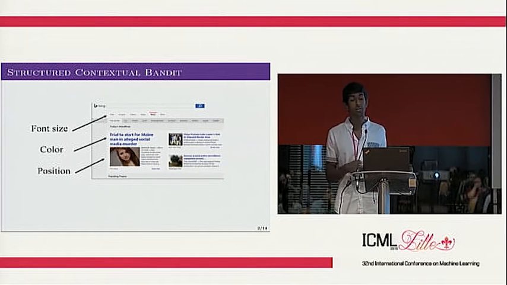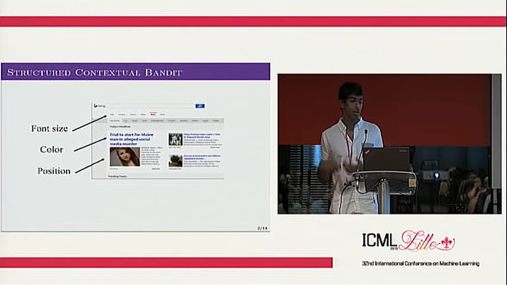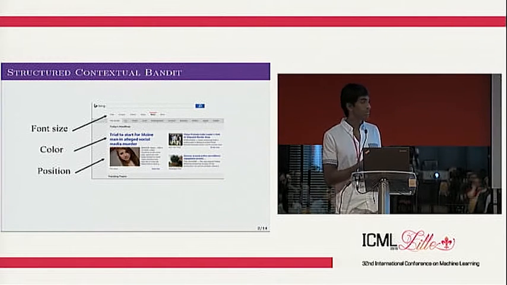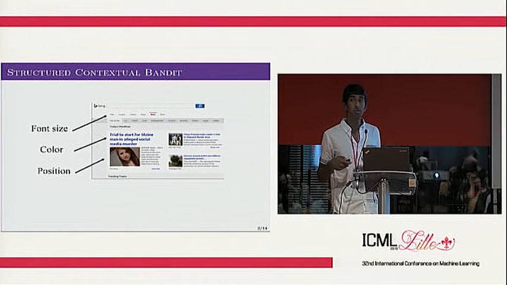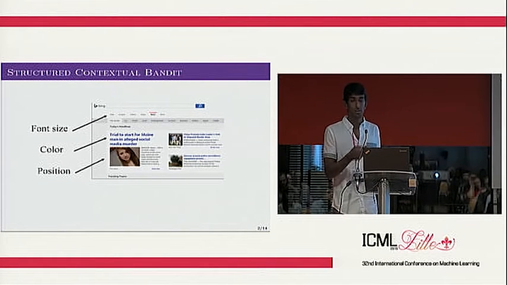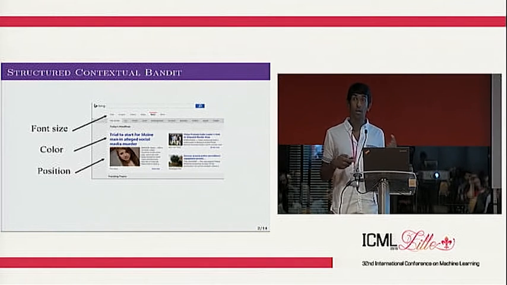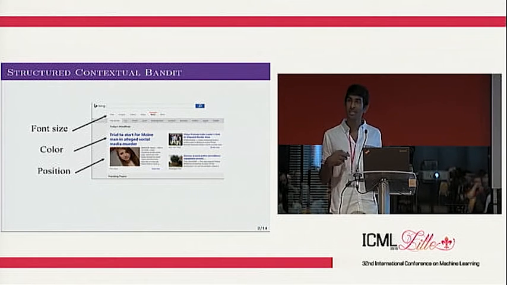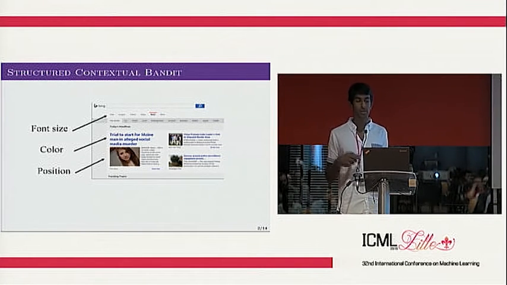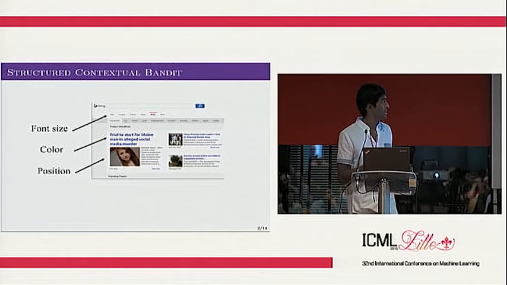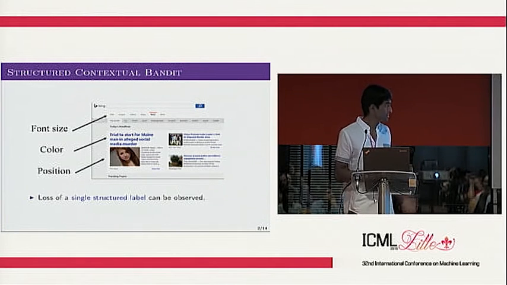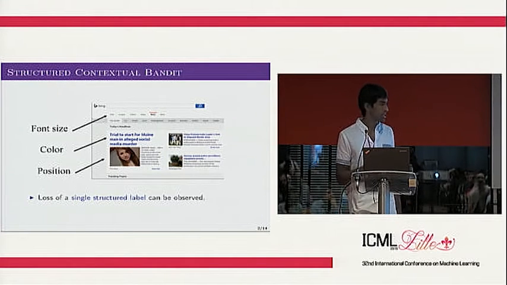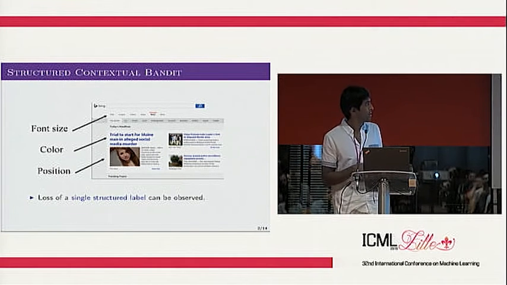We'd like to learn how to serve web pages to users based on their browsing history and some features that we obtain. And I just want to point out that this is a hard problem for two reasons. The first reason is that we show the user one web page and we just measure the performance of that web page. So there's like one loss that we get to measure. And the second reason is that the decision space is quite complicated. We have to make all these decisions about different elements of the web page. And at the end, we just get to measure that one number. So yeah, the loss of just a single structured label can be observed. And you can view this as like a structured prediction type problem or a joint prediction problem.